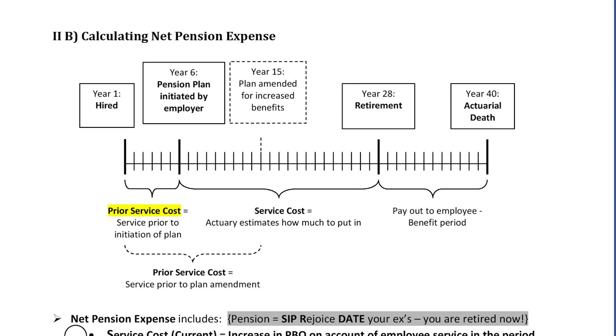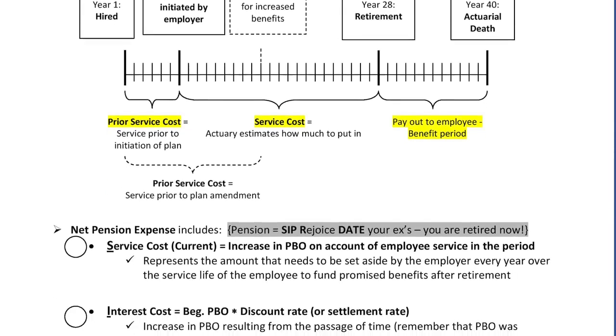Now looking from year 6 through year 28, so year 6 pension plan initiated, year 28 the employee retires, that is highlight service cost each period. So the actuary would give an estimate on how much the employer should be putting in every year. So that is service cost. Now after retirement, there is benefits being paid out to the employee. So highlight payout to employee benefit period. And the actuary assumes that these benefits would be paid out till the date of actuarial death. We're going to be using our mnemonic SIP, rejoice, and date to calculate the net pension expense.